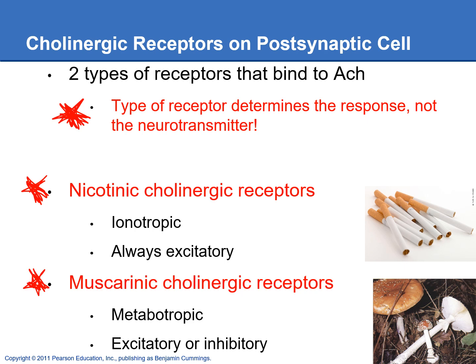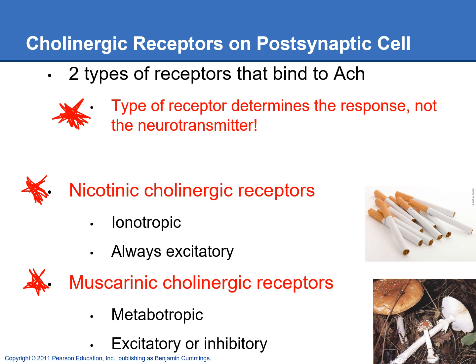The nicotinic cholinergic receptors are ionotropic receptors, which means that they are ligand-gated ion channels, okay? And they are specific for sodium ions, so they're going to let sodium ions in when acetylcholine binds and opens the gate, and so they're always going to be excitatory, and they're going to be creating depolarizing graded potentials, or EPSPs. The reason they got their name is because nicotine will also bind to these nicotinic cholinergic receptors in addition to acetylcholine.